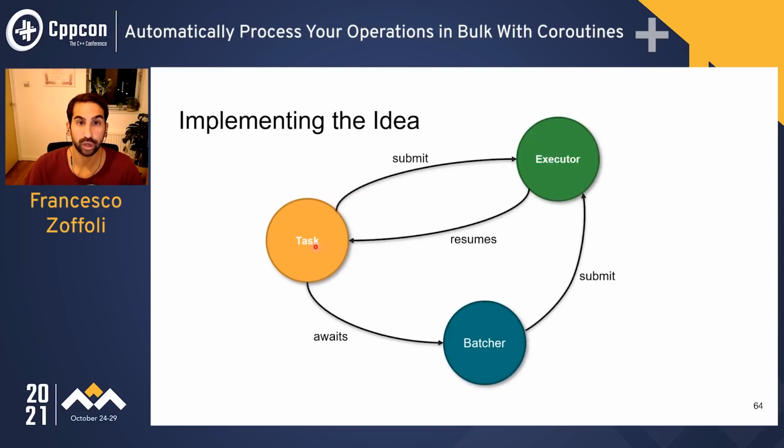The task is going to be submitted to the executor, and the executor is going to resume the coroutine associated with the task. At one point, the task is going to wait on our batcher, which is the object which batches all the arguments. And once the batch is complete, it's going to execute our function and submit all of the tasks back to the executor so that they are going to be resumed.